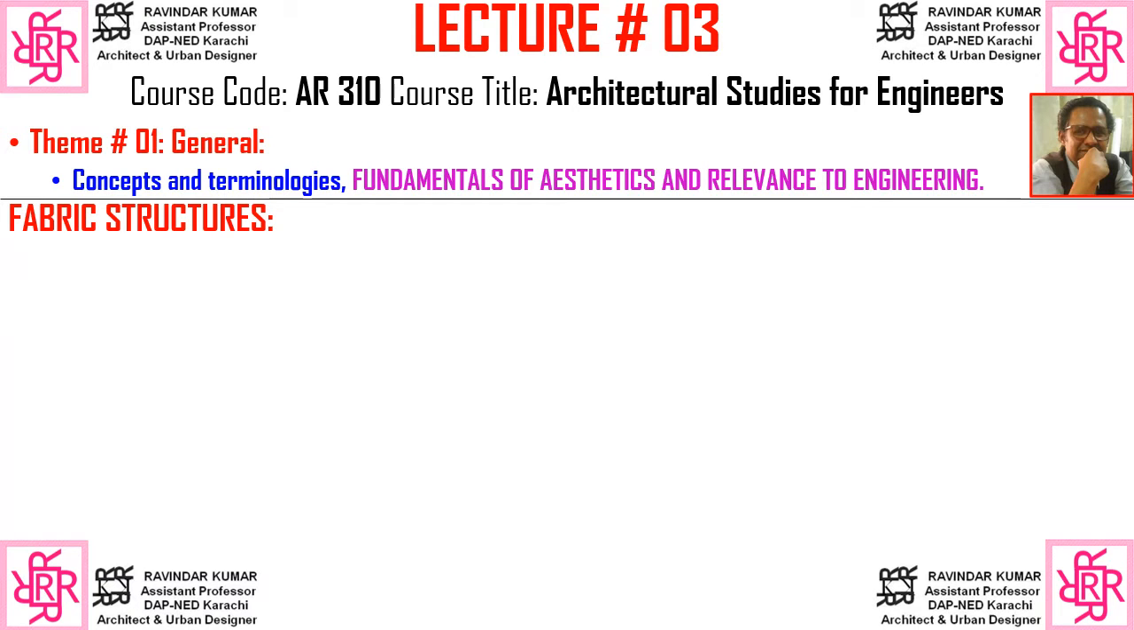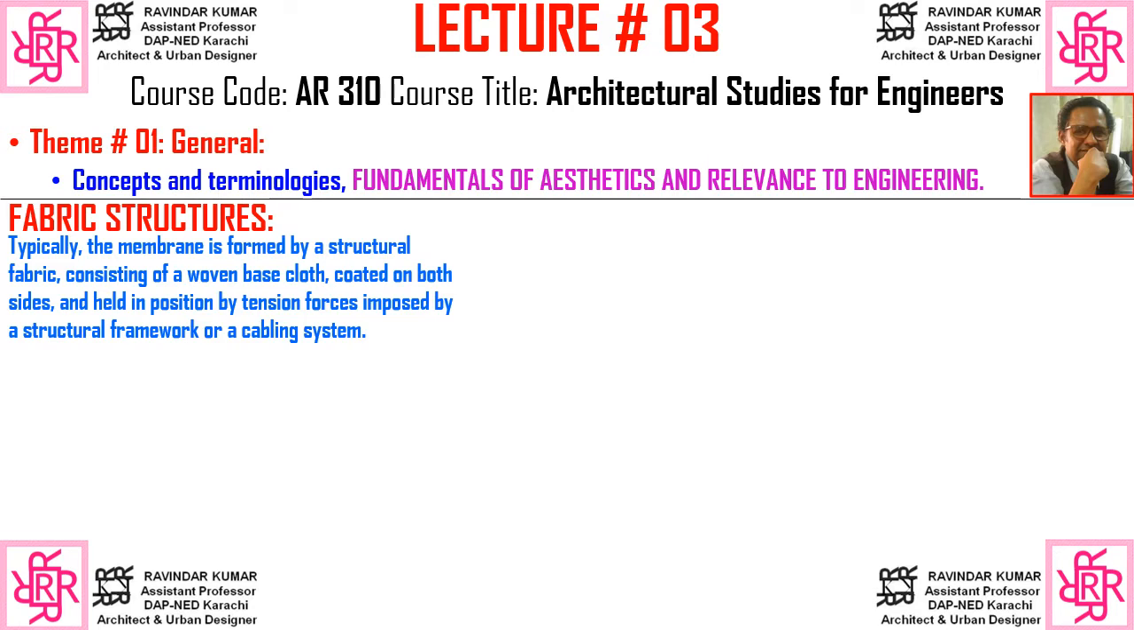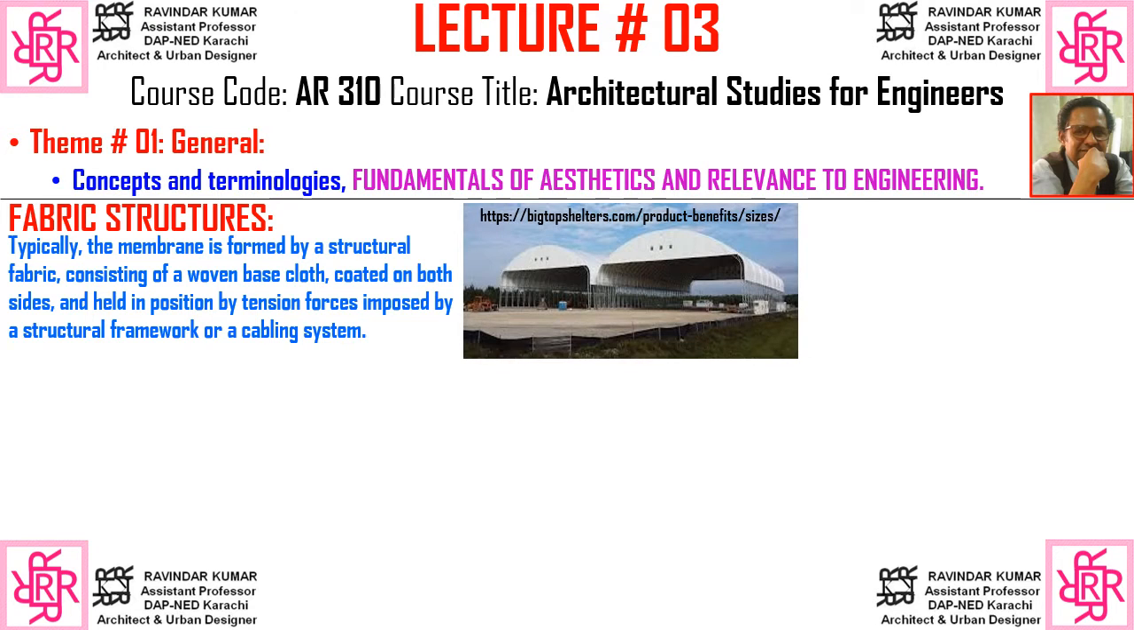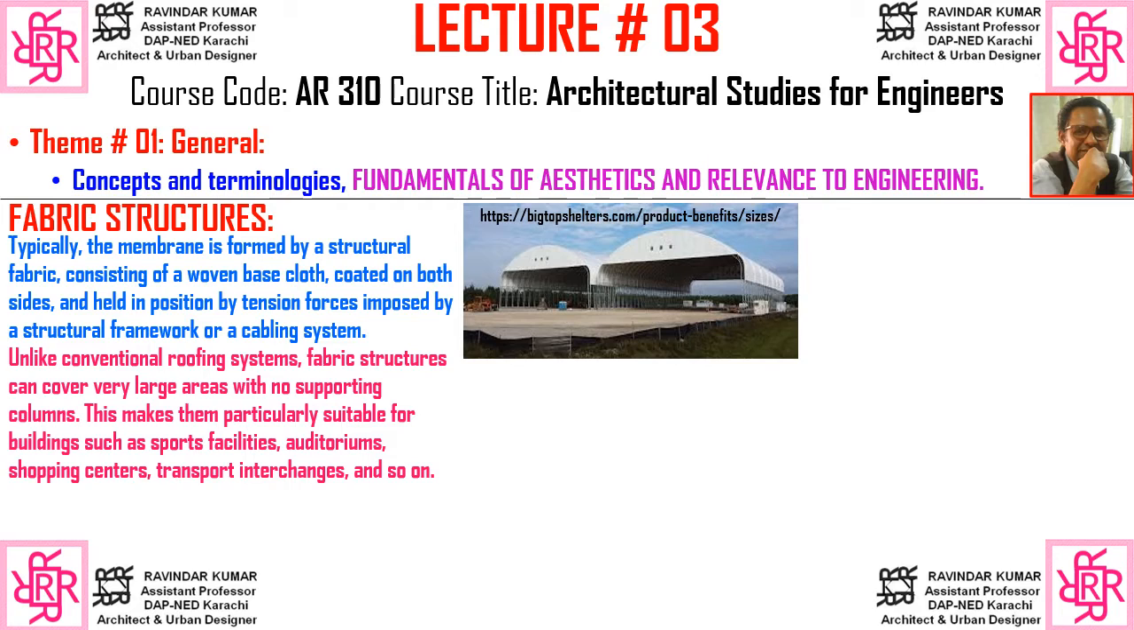Continuing with the fabric structures, typically the membrane is formed by a structural fabric consisting of a woven base cloth coated on both sides and held in position by tension forces imposed by a structural framework or a cabling system. Unlike conventional roofing systems, fabric structures can cover very large areas with no supporting columns. This makes them particularly suitable for buildings such as sport facilities, auditoriums, shopping centers, transport interchanges, and so on.